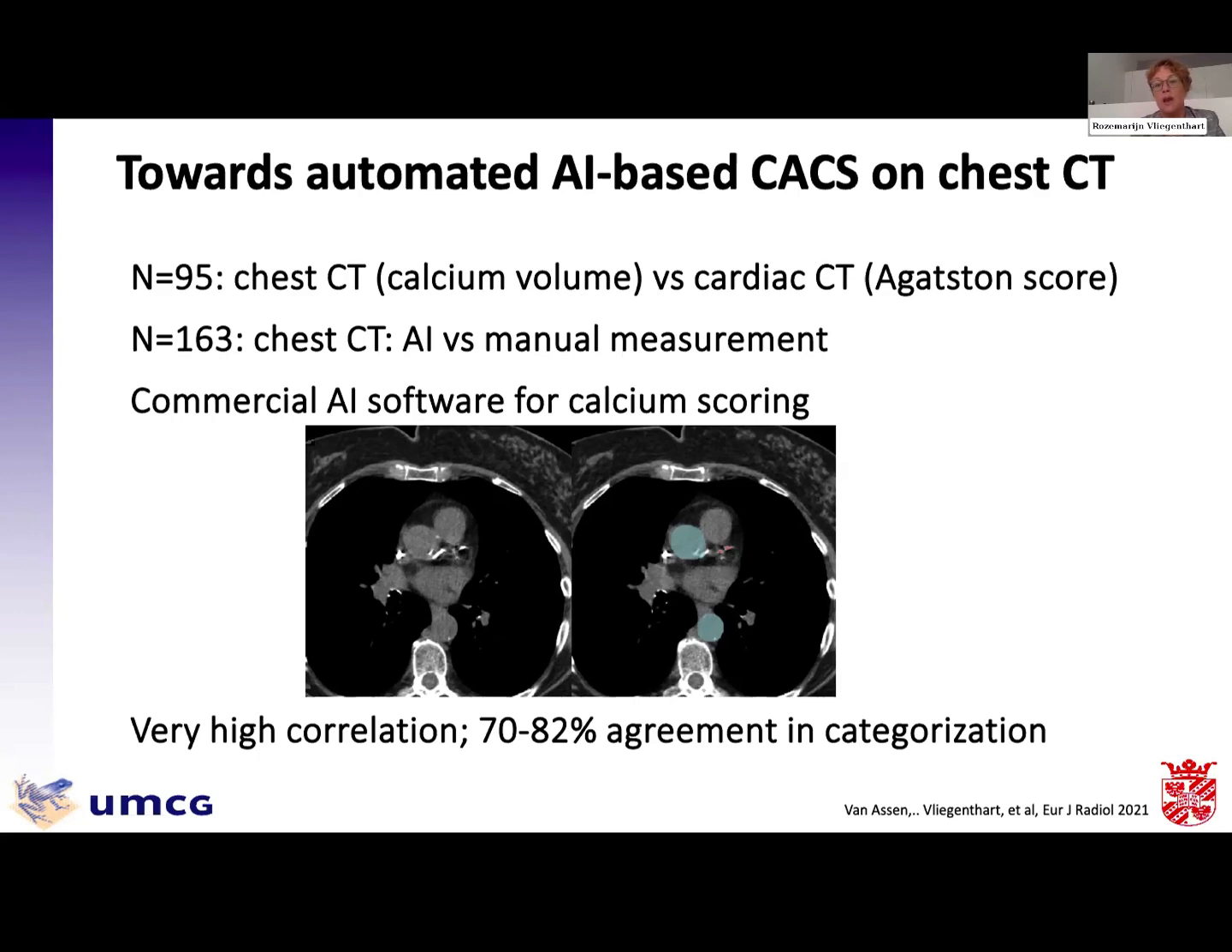On the other hand, if we want to do a large-scale screening program, we would like to maybe do all this completely automatically, instead of a radiologist needing to look at the visual scoring of the calcium score or even do a calcium score software evaluation. Actually, we did this study with an AI product for calcium scoring that was based on a cardiac CT scan. It found a very high correlation for manual scoring versus AI scoring, and also compared to the cardiac CT scan, with 70 to 82% agreement in categorization. So I think we're getting closer towards having automated AI-based software that can help us to do these kinds of evaluations automatically, also in clinical practice.